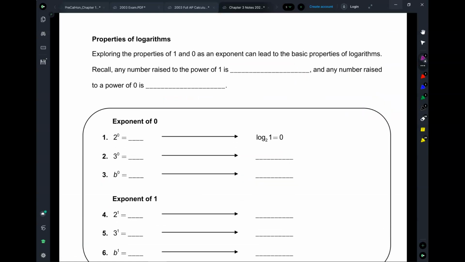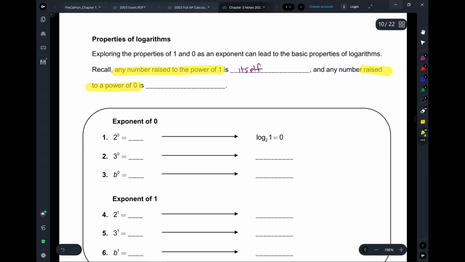If we are talking about exponents, then there are some special things that happen when we are dealing with ones and zeros as bases and exponents, right? So let's remember, any number raised to the power of 1 is what? So it's the same number. And any number raised to a power of 0 is 1.